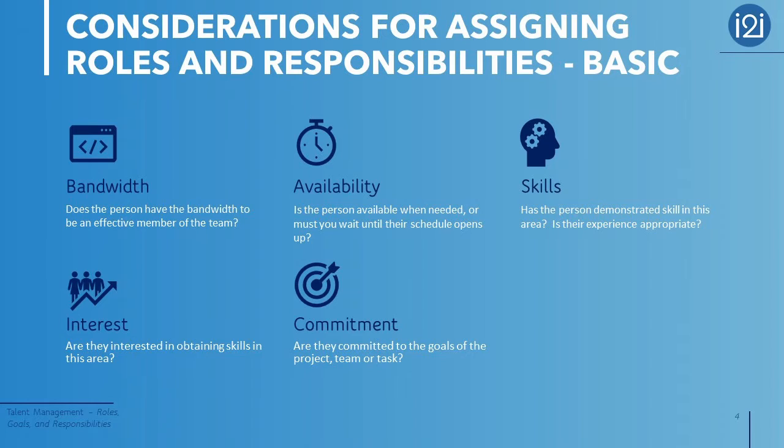B is for bandwidth. Do team members on the project have the capability, in terms of extra unallocated hours, to be an effective member of the team? A is for availability. Is the person available when needed, or must you wait until his or her schedule opens up? Too many commitments will result in an overworked team or slipped schedules. Make certain that the team assignments are realistic given other priorities.